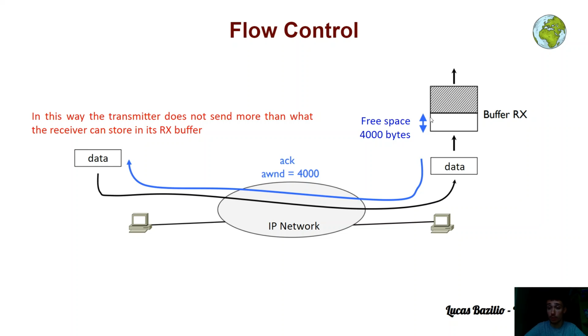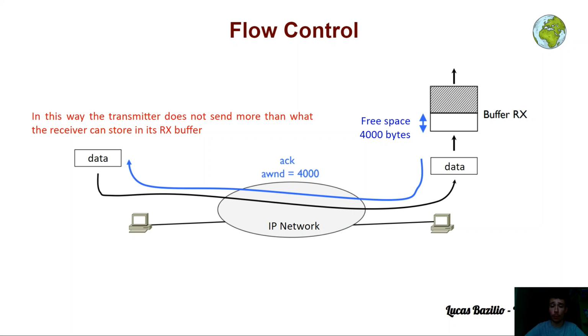Since this is the free space that we have, this is going to be the value of the advertised window. Therefore, in the first acknowledgement, in the three-way handshaking process of TCP, we are also going to send the advertised window, which is here 4,000 bytes. In this way, the transmitter does not send more than what the receiver can store in its reception buffer.